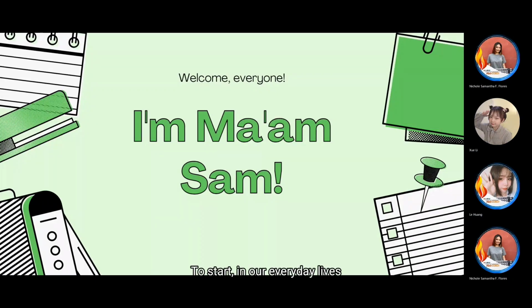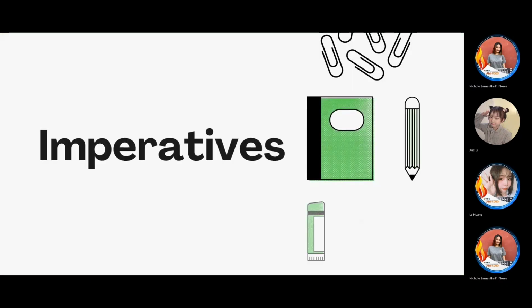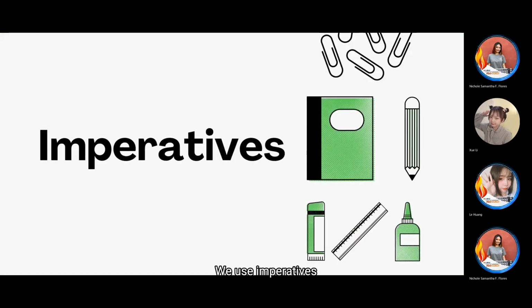To start, in our everyday lives, we use different kinds of words and sentences. We use declaratives, interrogatives, imperatives, and more. But today, we will be talking about imperatives. We use imperatives when we want to give commands or requests. We'll talk about more information on imperatives for today's lesson.